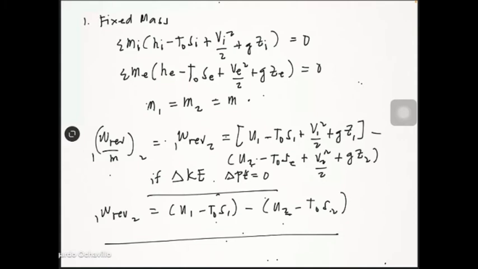So based on the formula that we've derived, this is m2 times U2 minus T0 S2 plus V2 squared over 2 plus g Ze, minus m1 times U1 minus T0 S1 plus V1 squared over 2 plus g Z1, and this quantity is equal to 0.